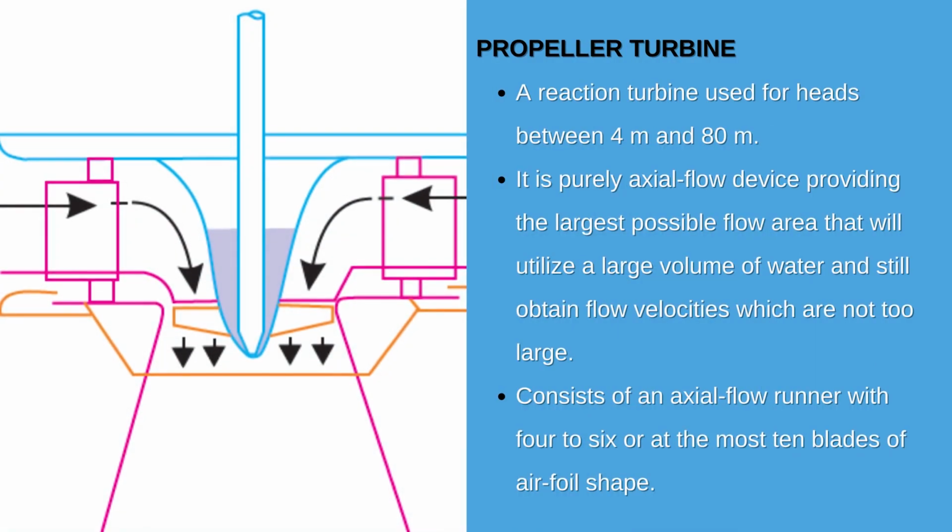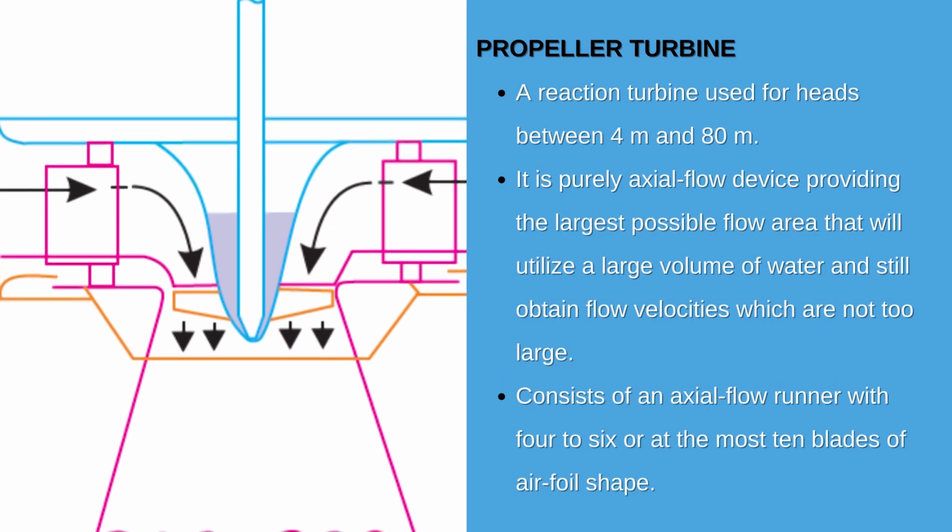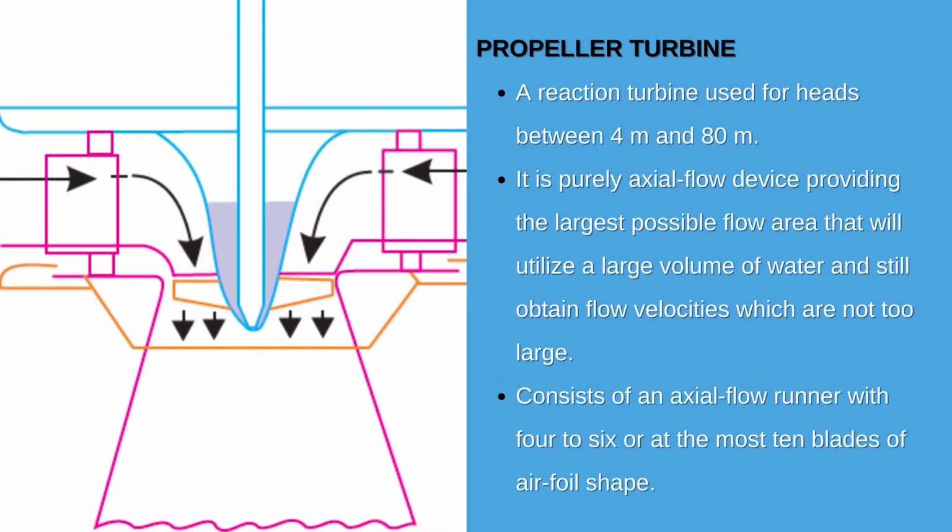Now, quickly take a look at the propeller turbine. The propeller turbine is a reaction turbine used for heads between 4 meter and 80 meter. It is purely axial flow device providing the largest possible flow area that will utilize a large volume of water and still obtain flow velocities which are not too large.